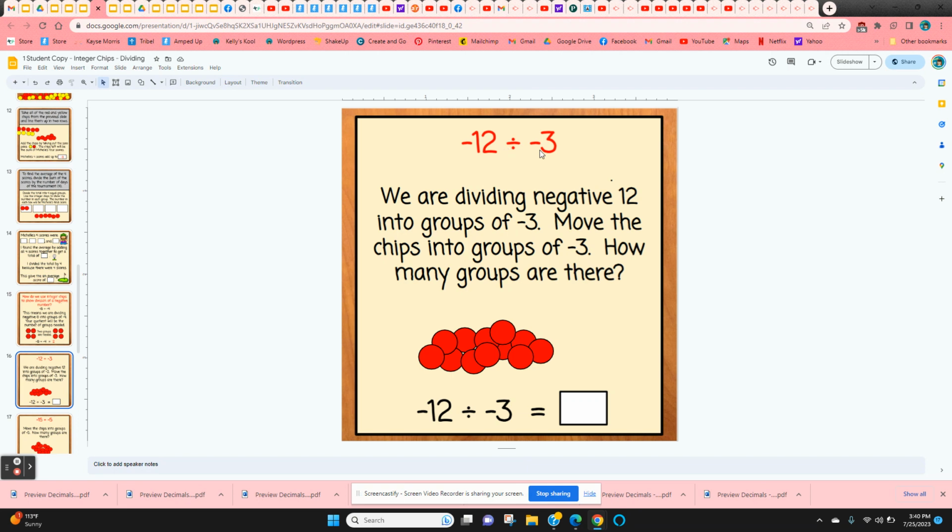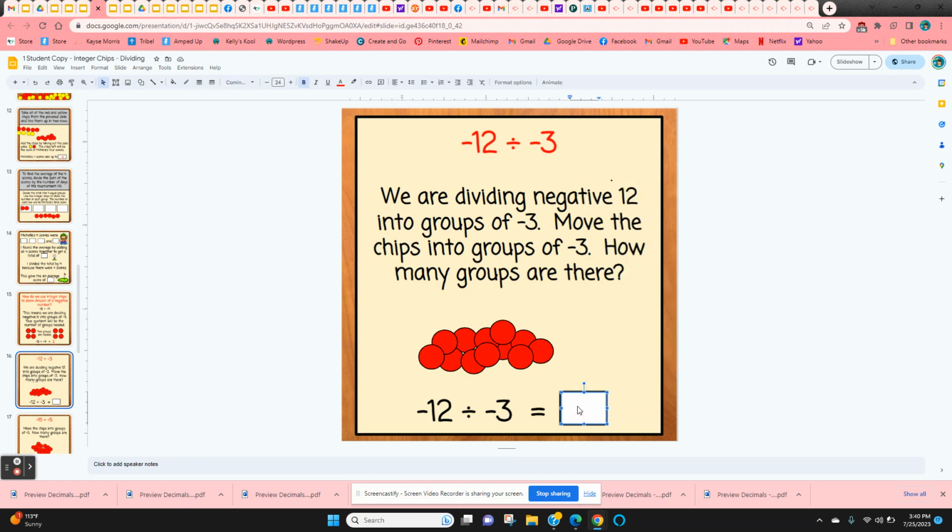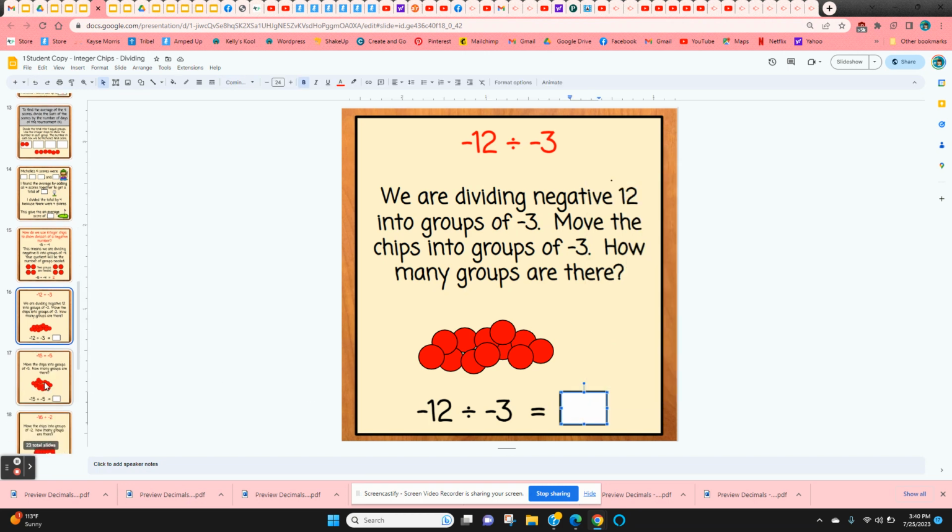Here we have -12 divided by -3. So they're going to take these 12 negative chips, divide them into groups of 3. And then they're going to count the groups. They'll get a positive answer, the number of groups. So they got a couple more to practice with.